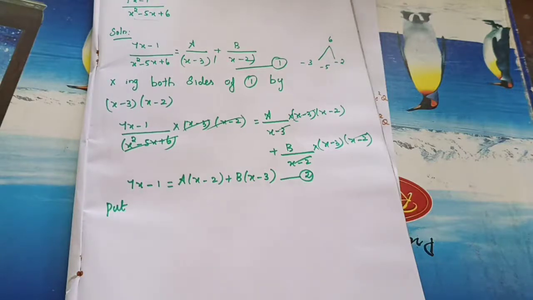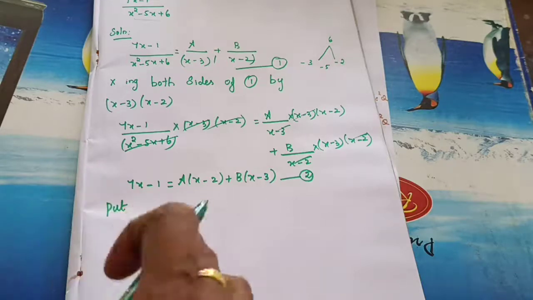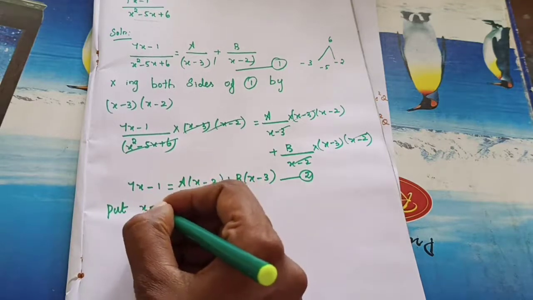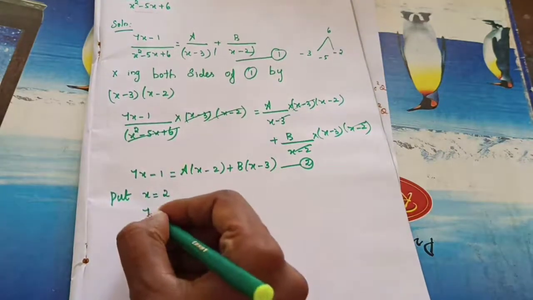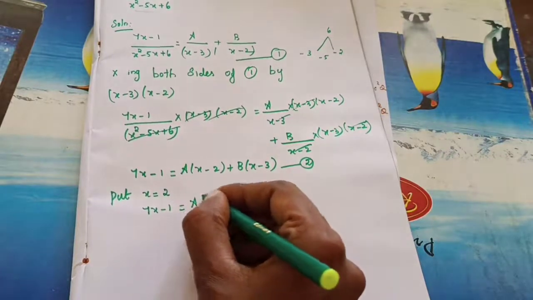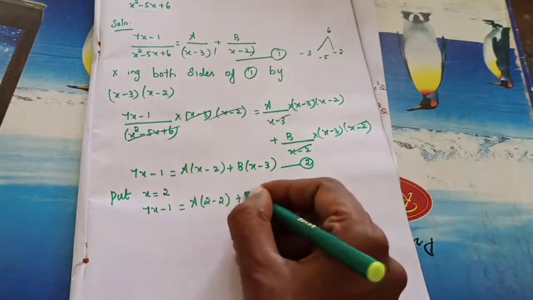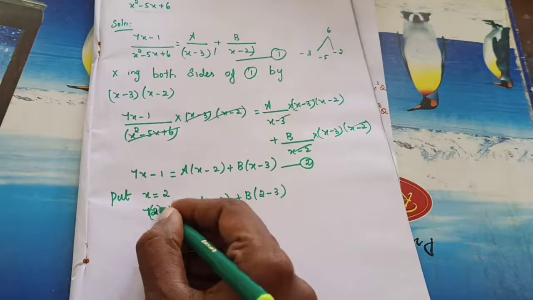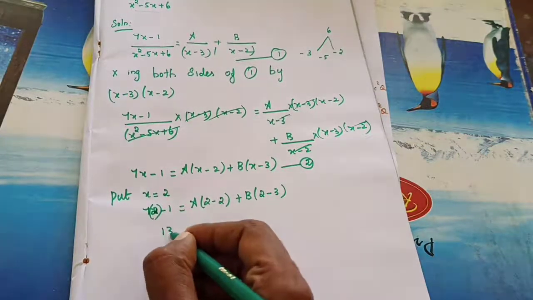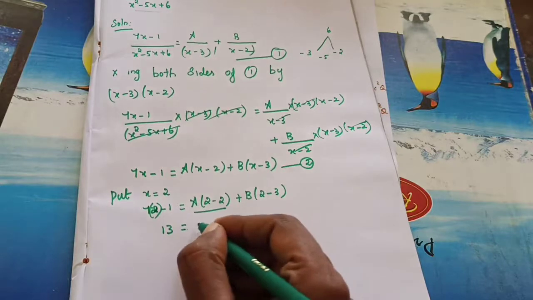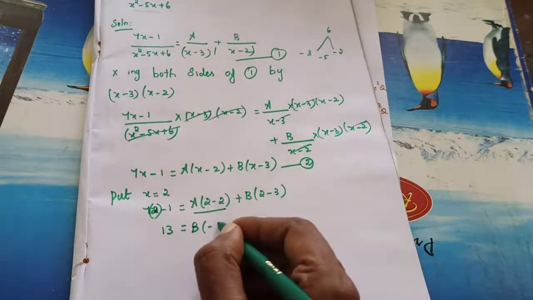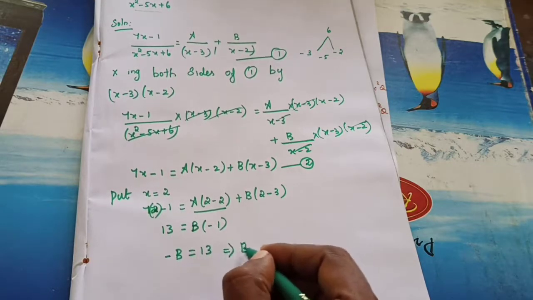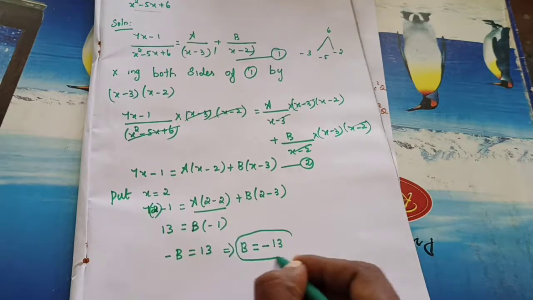So what value can we substitute here? If you substitute 2 here, this will become 0. If you substitute 3 here, this will become 0. So first we can substitute, put x is equal to 2. So what will happen? 7x minus 1 is equal to a into 2 minus 2 plus b into 2 minus 3. So 7 into 2 is 14, 14 minus 1 is 13. A into 0, is it right? Then plus b into minus 1. So minus b is equal to 13, which implies b is equal to minus 13.